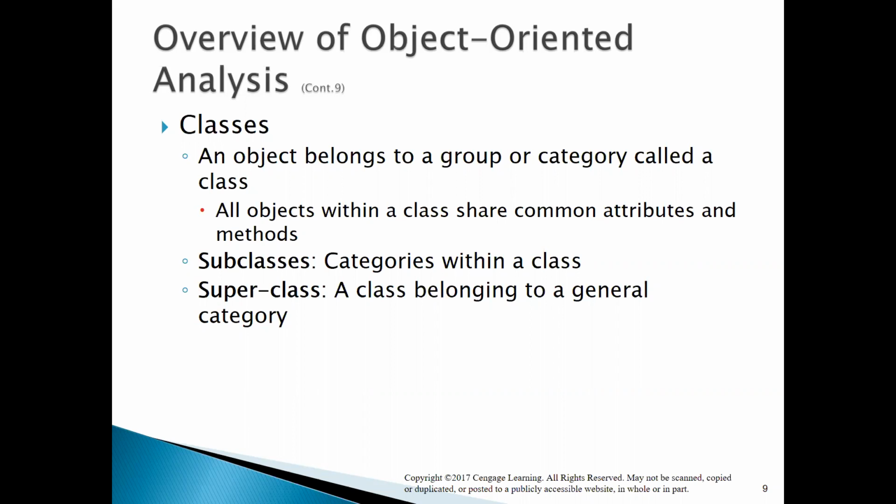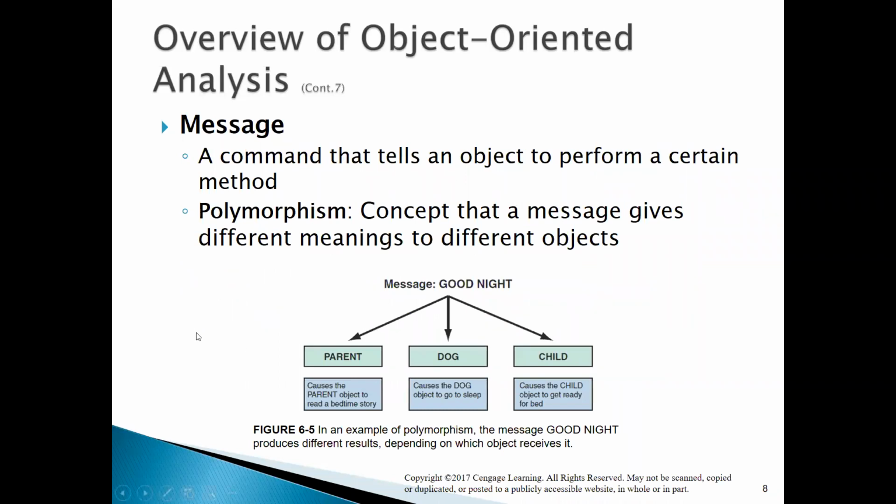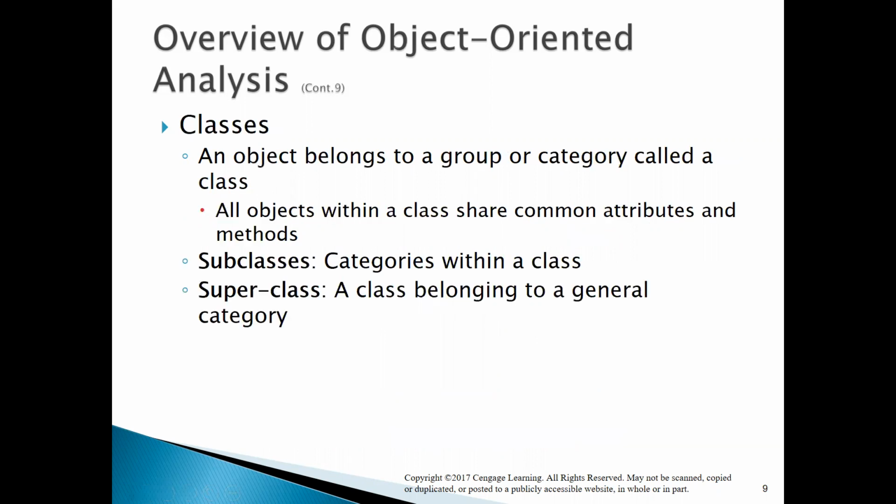These are called classes. For example, if I go back to slide number 8, your objects over there are parent, dog, child. If you group all three of them together, they would belong to a specific class. If I group parent and child, I would call them human, whereas dog can be classed under animals. So that's what classes are about.